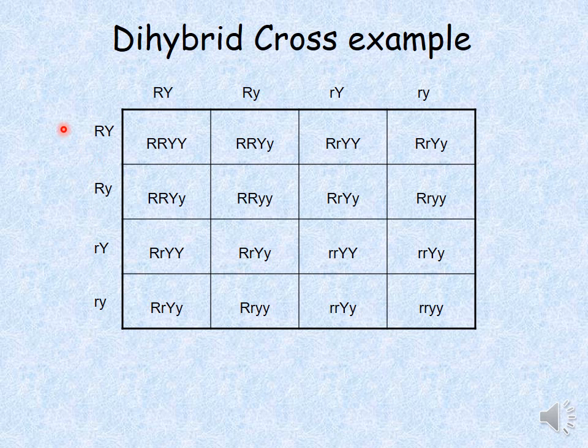And so we do the same thing here with this dihybrid cross. We're going to fill in the cells by bringing the letters over. And so, you know, big R, big Y, and big R, big Y, you're going to create double big R, double big Y. And you fill in all of these.